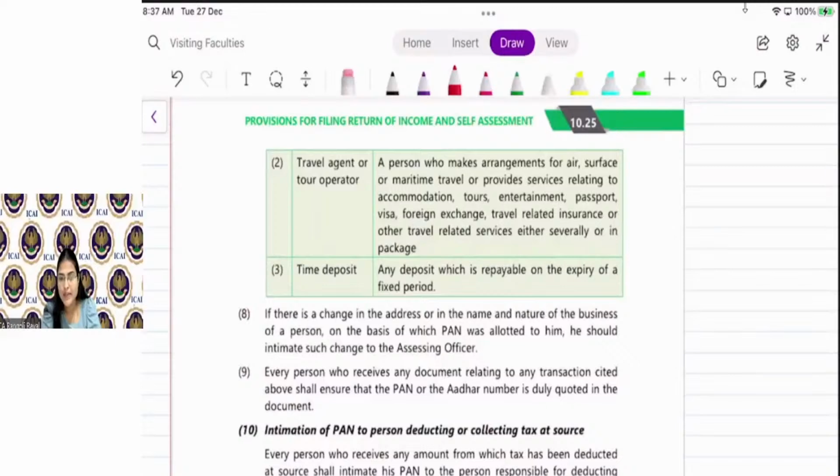Every person who receives any document relating to any transaction cited above shall ensure that PAN or Aadhaar number is duly quoted in the document. Everyone clear up till now?